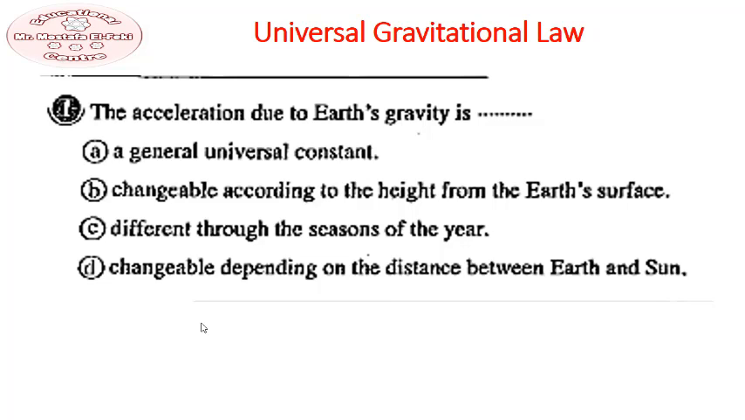The acceleration due to the Earth's gravity is g equals GM divided by r to the power of 2. The gravitational intensity is inversely proportional to the distance squared. Then it is changing according to the height from the Earth only.